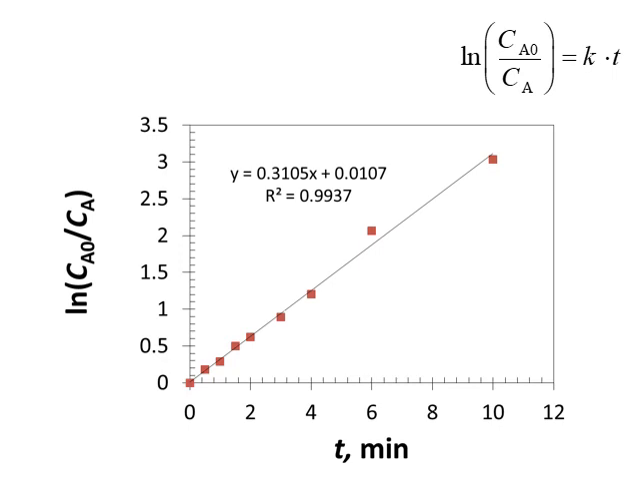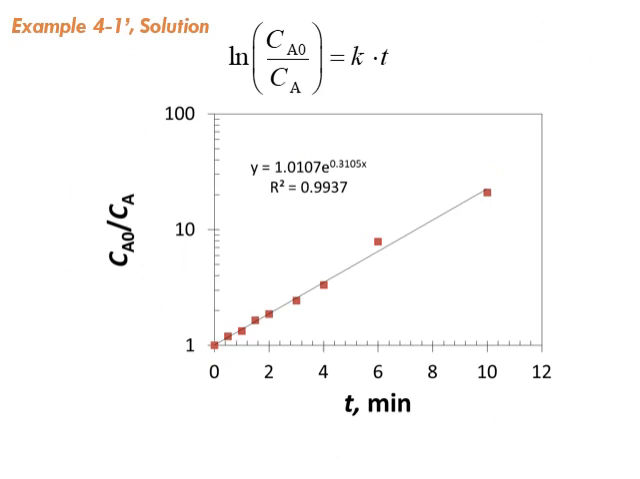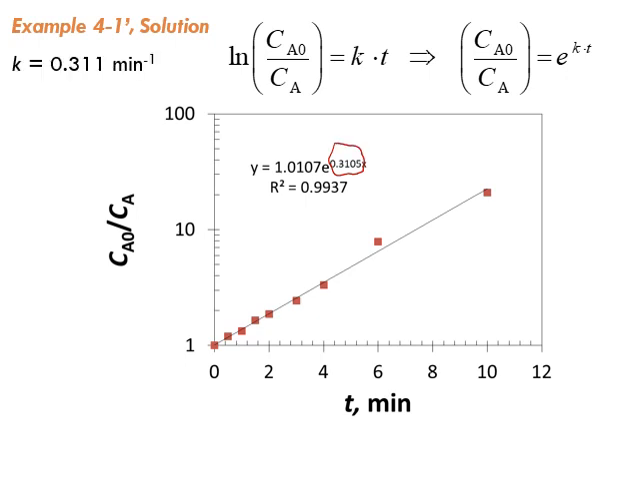And the slope is k. Okay, so here we go. k, in this case, is 0.311 per minute. So we were able to find the value of k. Of course, you can use the semi-log plot as well. You'll get the same result. Okay, so we are done with this example.